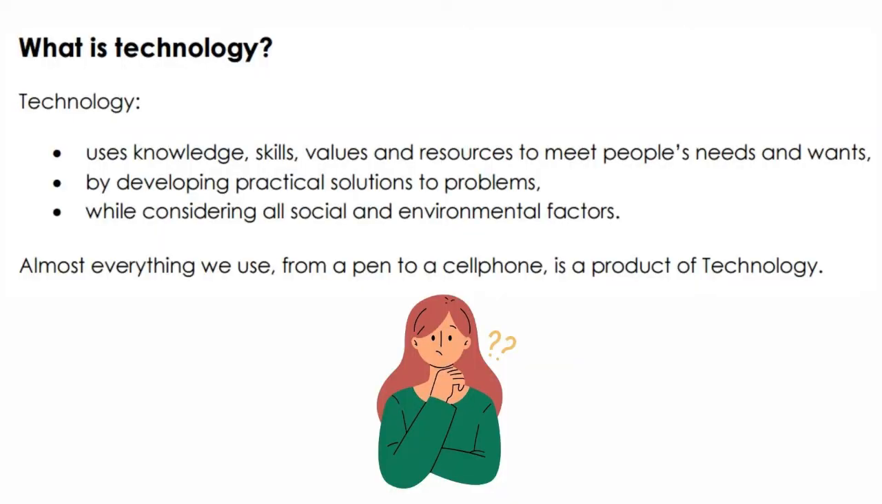What is technology? Technology uses knowledge, skills, values, and resources to meet people's needs and wants by developing practical solutions to problems, while considering all social and environmental factors. Almost everything we use, from a pen to a cell phone, is a product of technology.